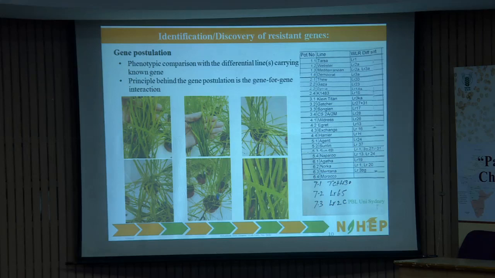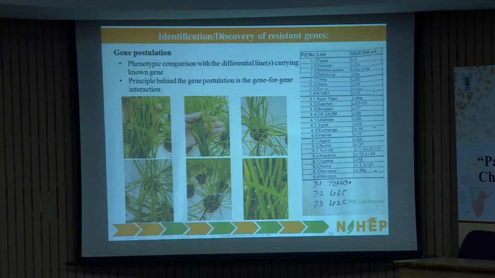The Australian institutes are using this. A differential set is a set of lines which have individual resistance genes in their background. Only a single gene gives a different phenotypic expression when you inoculate with different kinds of pathotypes. Individual pathotypes will give different kinds of reactions, different scores.